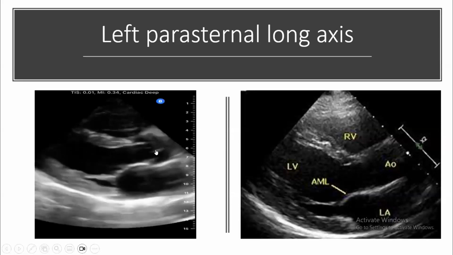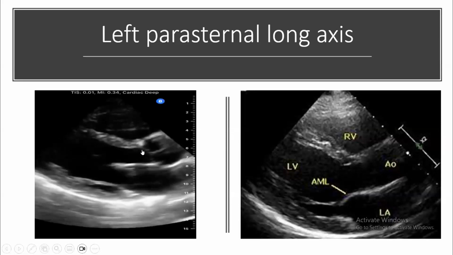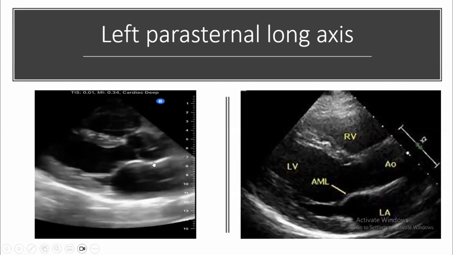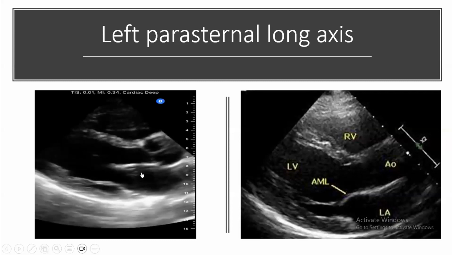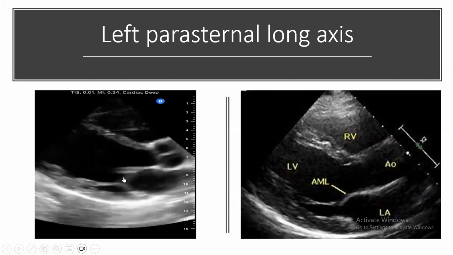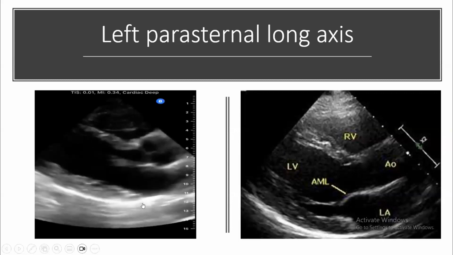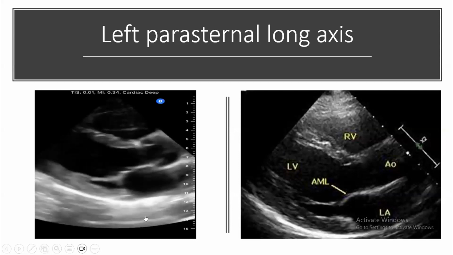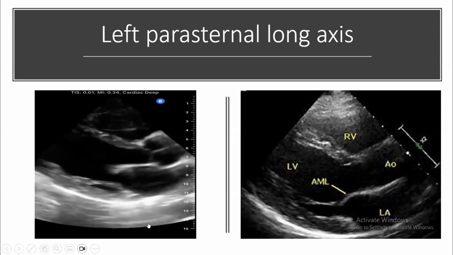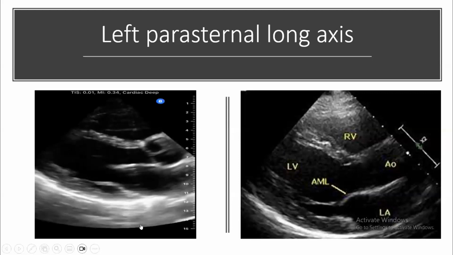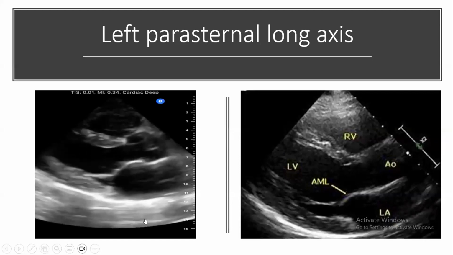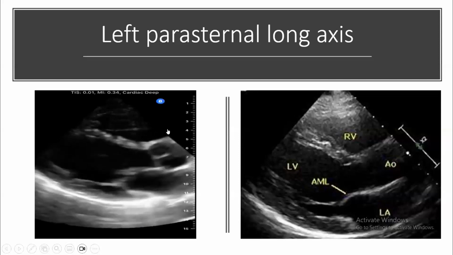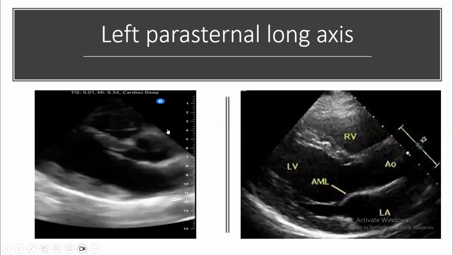Here is the aorta, and you can see the cusps of the aorta coapting together. You can see the left atrium, and this is the anterior mitral valve, and this is the posterior mitral valve. And what is this shining down? The shining down is the pericardium. And down here, not shown in this picture but shown in another video, will be the descending aorta. So this is the first view, what we call the left parasternal long axis view.